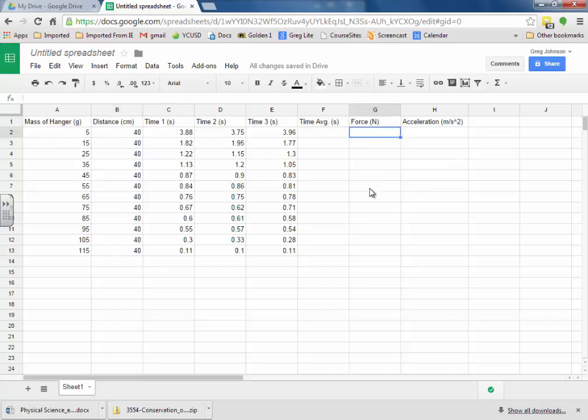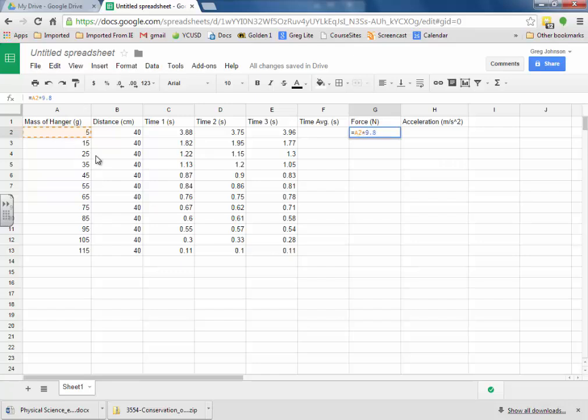You start all formulas with an equal sign. What we want to do is multiply the mass. I just click over here where the mass is, and you notice it says A2. That's because that mass is located in cell A2, and we're going to multiply it by 9.8.